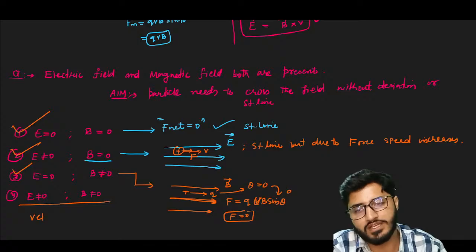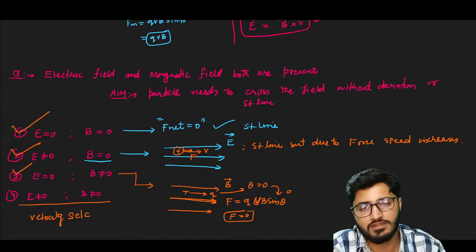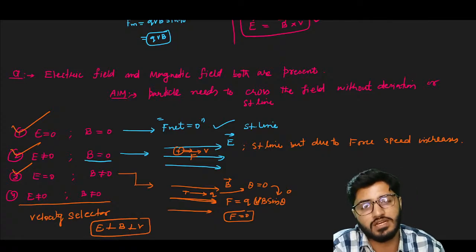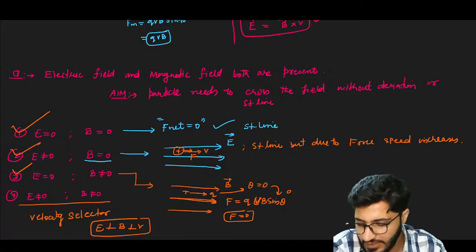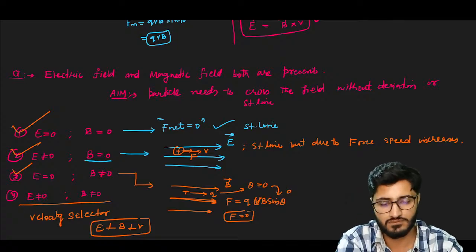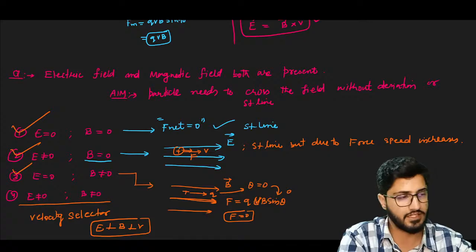In what case is it possible? A velocity selector. In the velocity selector case, we just discussed it. If electric field is perpendicular to magnetic field and perpendicular to velocity, in this case my particle will cross the field without deviation. Yes, these are possible. So in this way, we can use it.